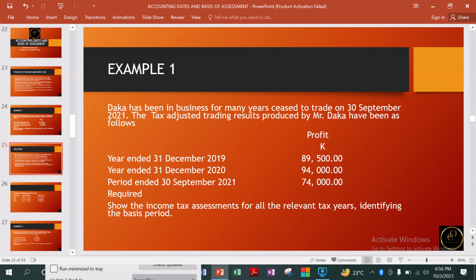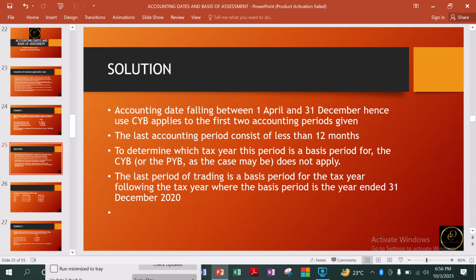So in looking at this solution, these are a number of points that need to be considered. One is that the accounting date falls between 1st April and 31st December, hence this is a current year basis. So that's the first thing you can easily note from the previous presentation, where we went through the normal rules relating to determining whether it's a preceding year basis or current year basis. That should be quite familiar to you now.